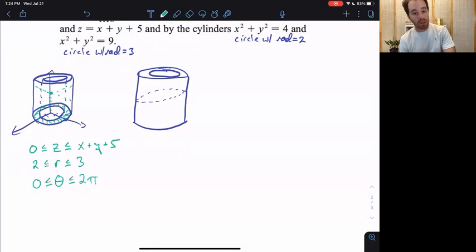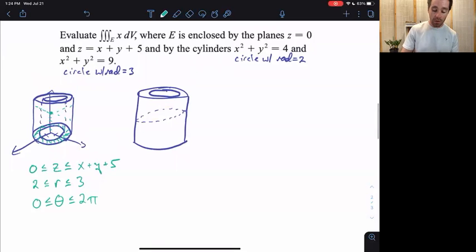You'd be looking at points like -2, -3. And that is going to be outside of this circle. So you're not going to have any problems with the plane slicing it off before theta gets its chance to go from 0 to 2 pi. Okay? So now that we've got the bounds, we can write the integral.